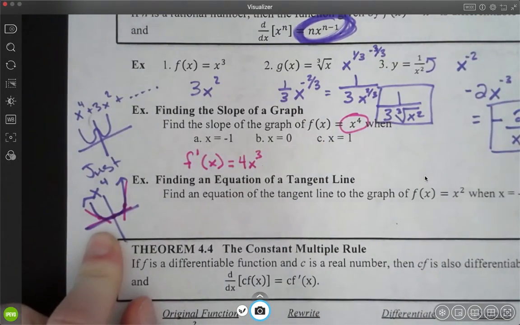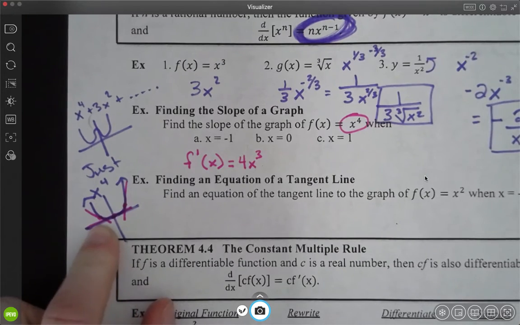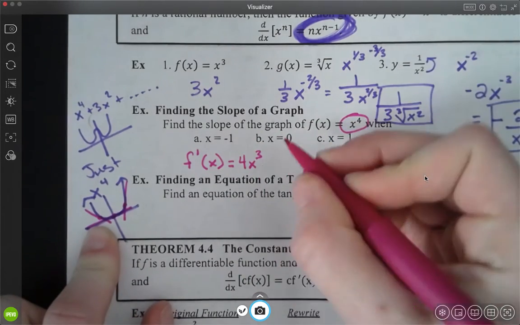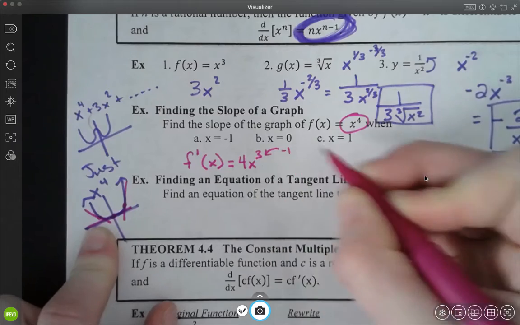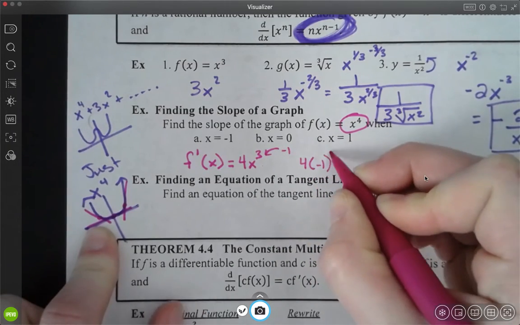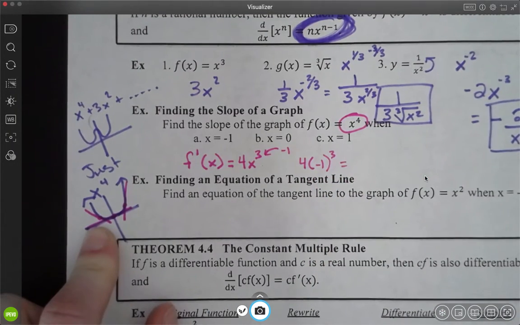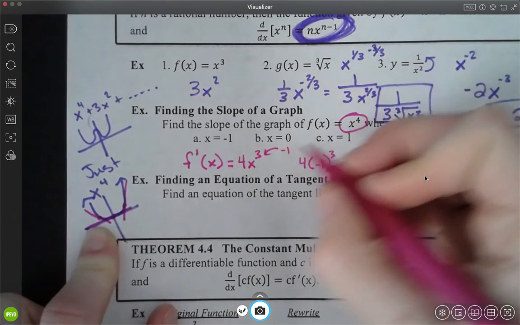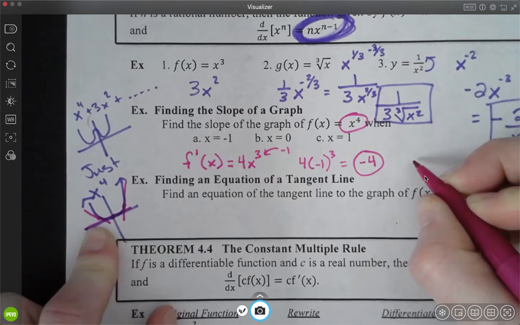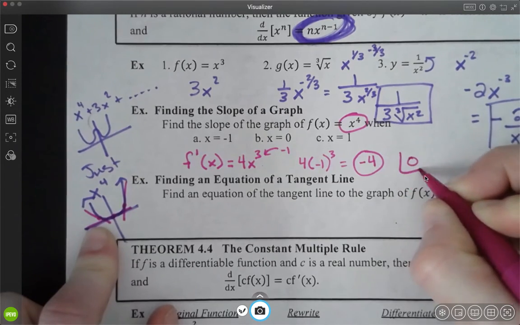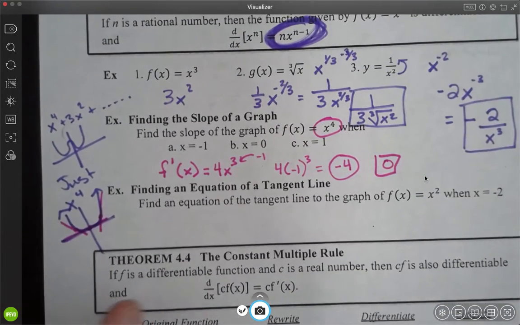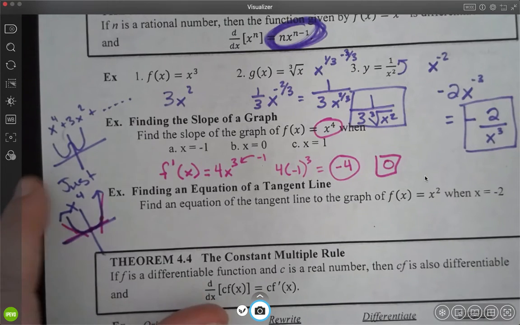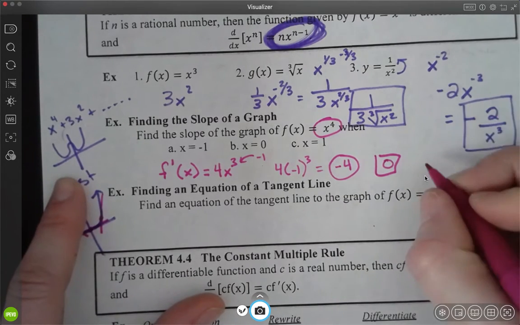I just have to plug in what I want, right? So if I plug -1 in there, 4 times -1 to the third power. What's my slope going to be there? -4. Okay. If I plug 0 in, the slope is going to be 0. Okay. You could probably take a guess at what plugging 1 in will be. It's going to be the opposite of -1, right? It's going to be +4.